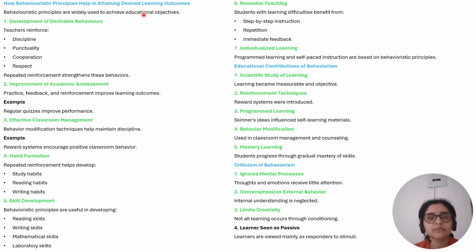So how does the behavioristic principle help in attaining the desired learning outcomes? It helps in developing desired behaviors like discipline, punctuality, cooperation, respect. These are good behaviors. Also academic improvement, effective classroom management, habit formation, skill development, remedial teaching. That means extra teaching for those children who are weak in a particular field. Then individualized learning. What are the educational contributions? Scientific study of learning, reinforcement techniques, programmed learning, then behavior modification, then mastery of learning.